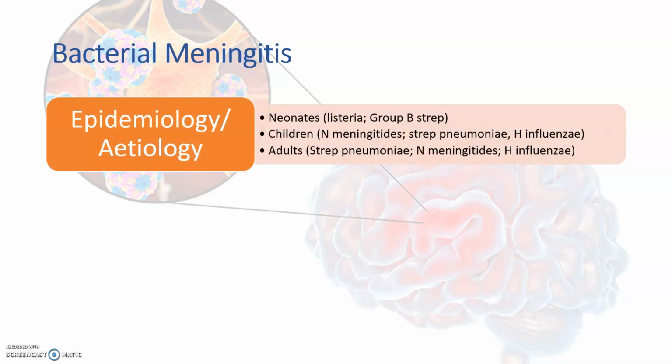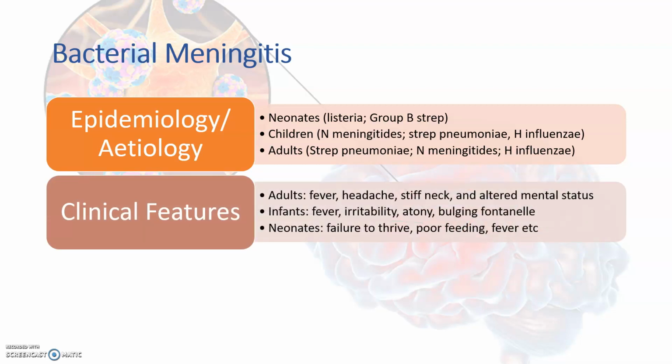The organism involved changes according to the age of the patient. So with neonates, we need to think about Listeria monocytogenes or group B Streptococcus. With children, Neisseria meningitidis comes into play, Strep pneumoniae and H. influenzae. And with adults, we see Strep pneumoniae, Neisseria meningitidis, and H. influenzae. Bear in mind that both Strep pneumoniae and H. influenzae are becoming less and less common with the effectiveness and widespread use of vaccines against these bacteria.